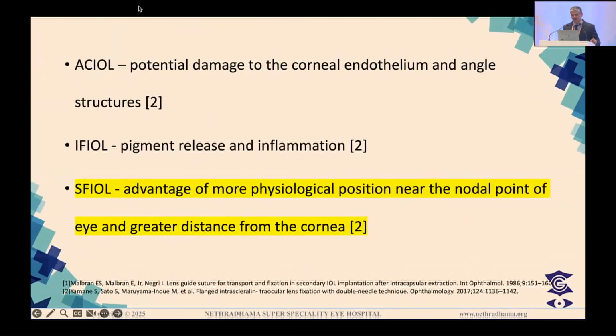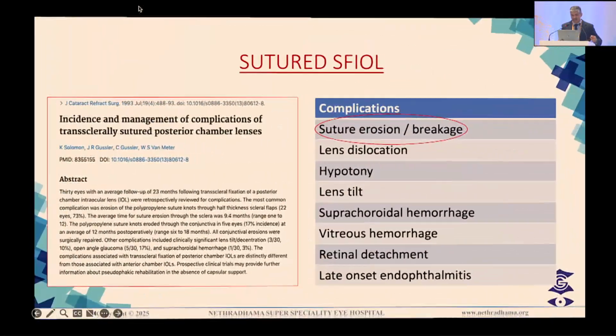The AC IOL can cause potential damage to the corneal endothelium and angle structures, and by and large has become obsolete. The iris fixated IOL, like retrofixation of the claw lenses, is quite popular. It's easy to do, but you can have pigment release and inflammation. The scleral fixated IOL has the advantage of a more physiological position near the nodal point of the eye and the greatest distance from the cornea, so it is more friendly to the endothelium.